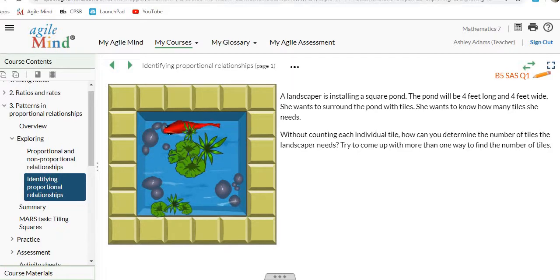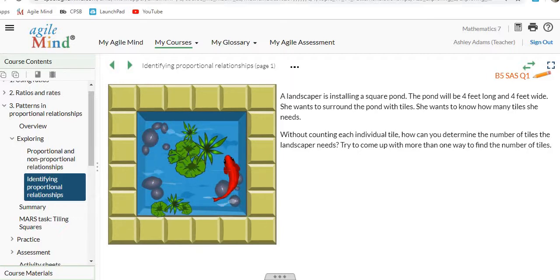So I'm going to read the question. It says that a landscaper needs to determine how many tiles will surround a 4-foot by 4-foot pond. How can you figure it out without counting each individual tile? List some possible ways. So to get your mind started, I'm looking at it.